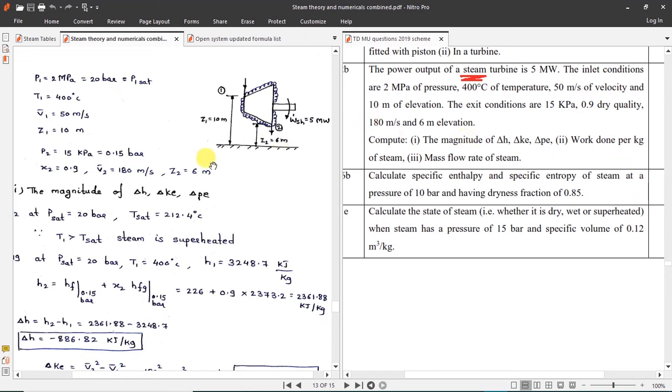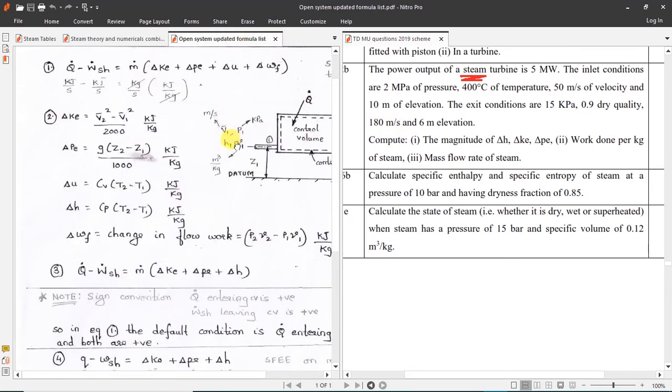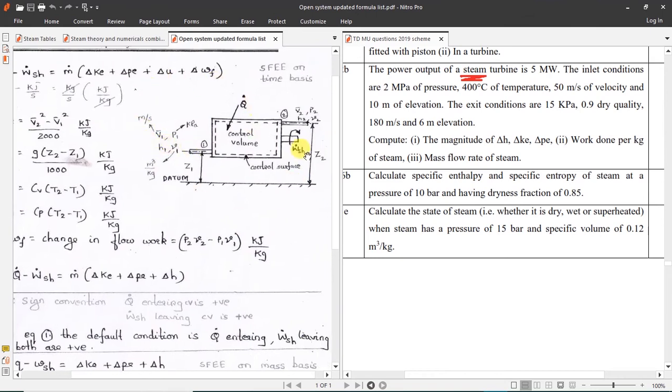Velocity v bar 2 is 180 meter per second, and the z2 value I have shown in the diagram is also 6 meter. Now here let me make one very important point clear. I had told you this point while solving numericals on the steady flow energy equation also. When we derived the steady flow energy equation, we had considered that Z1 is the smaller value and Z2 is the larger value with respect to the datum. So point 2 is above point 1, and we got that Z2 minus Z1 is positive.